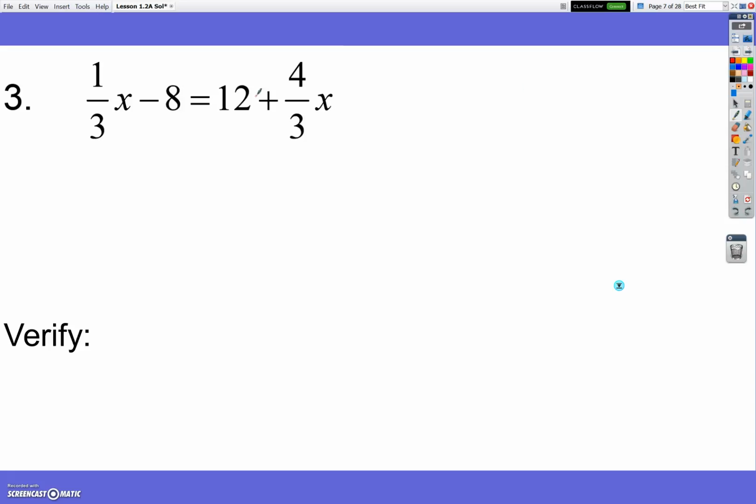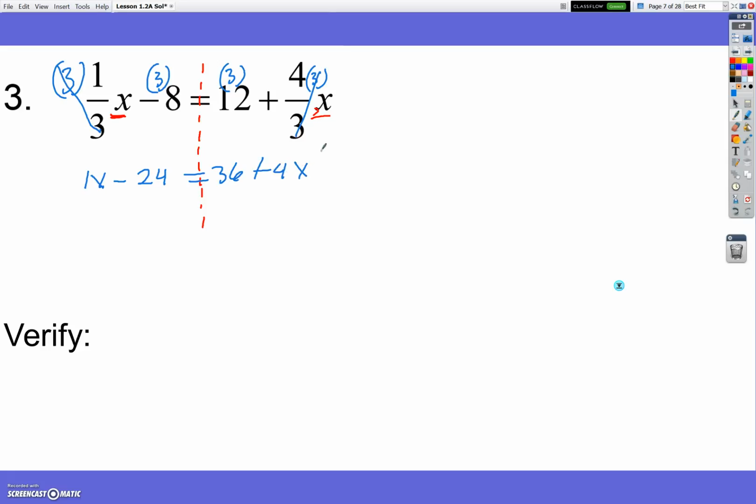Same idea now. I have an x variable on the left and the right side of the equal sign. And before I begin, I don't like having fractions personally, so I'm going to clear the fraction by doing a fraction buster by multiplying each and every term by 3. If I was able to multiply each and every term by 3, these would cancel, and I would be left with 1x minus 24 is equal to 36 plus 4x.